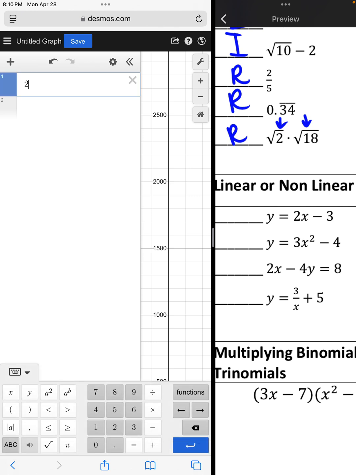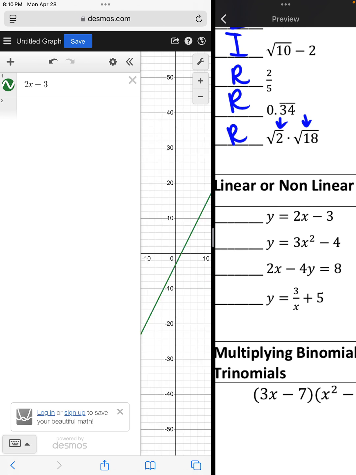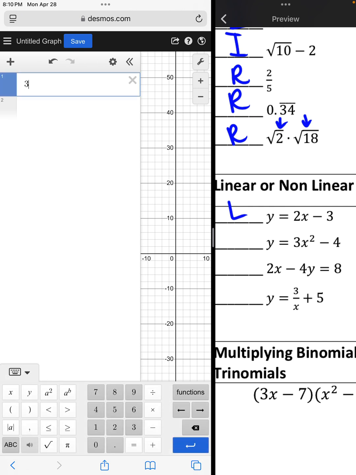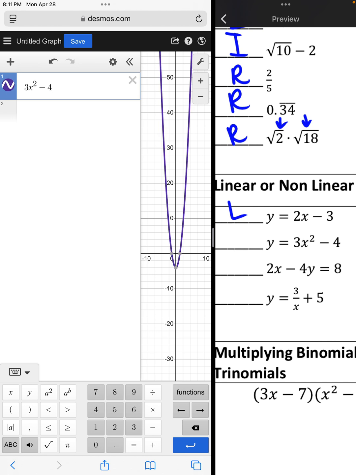All right, so let's go ahead and type in, I know that 2x minus 3 is in the correct form. So that one, let me hit the home button. That one gave me a straight line, so that one's linear. You can probably tell that the next one isn't because you're familiar with parabolas and how they have to have that squared to make them a parabola, but you can tell that that one's nonlinear.